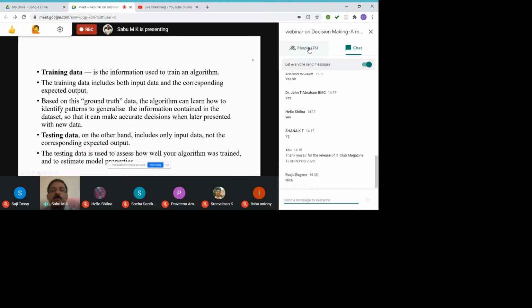Cross validation means it is actually a subset of the training data set. After each iteration, we have to evaluate the performance of the model at each stage of the iteration. And for that, we have to reserve a small amount of data from the training data. That data is known as the cross validation data.